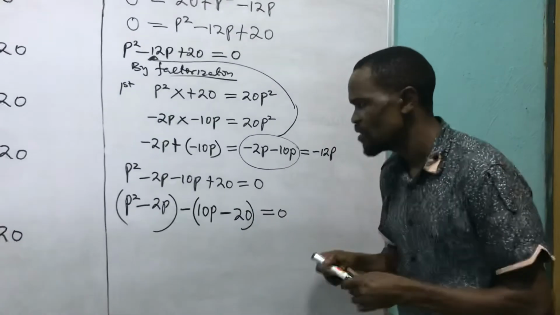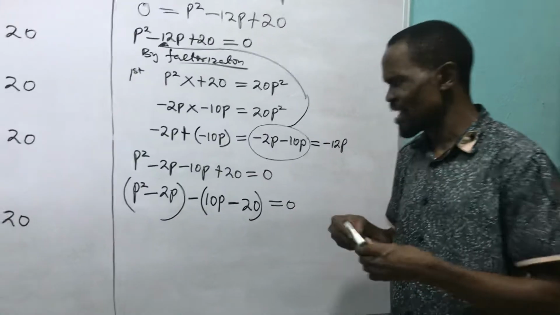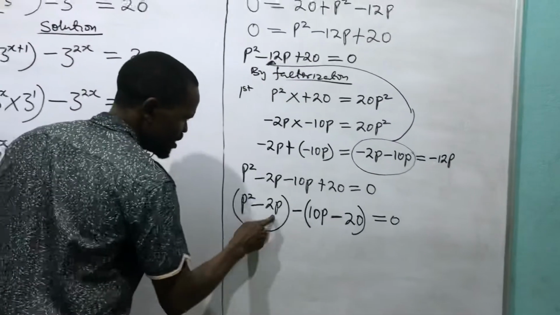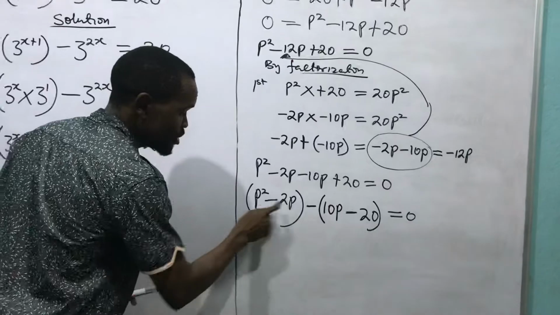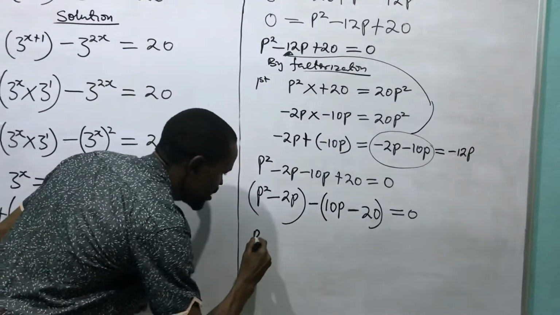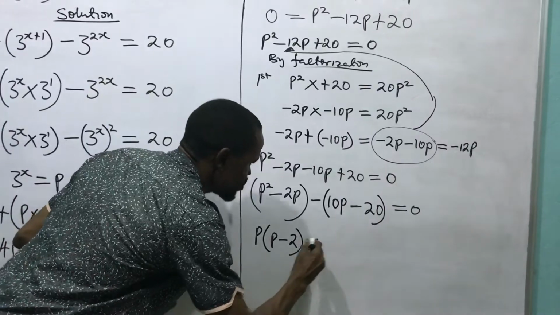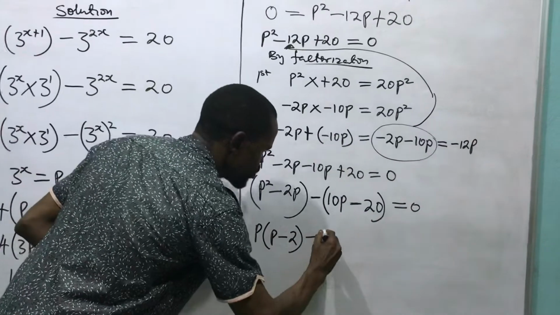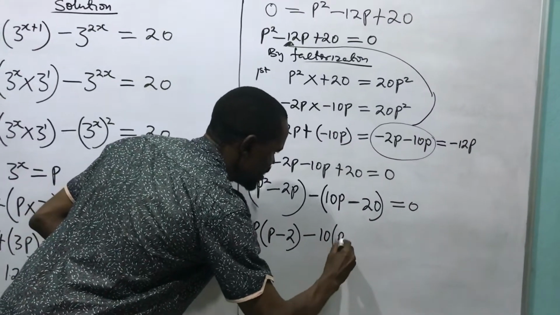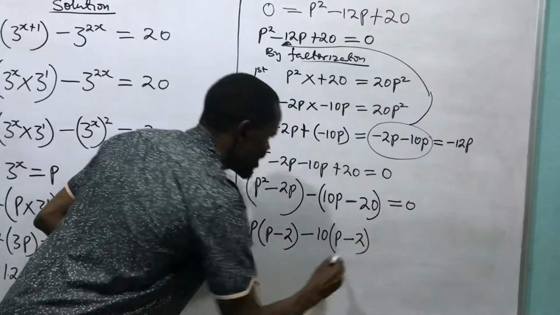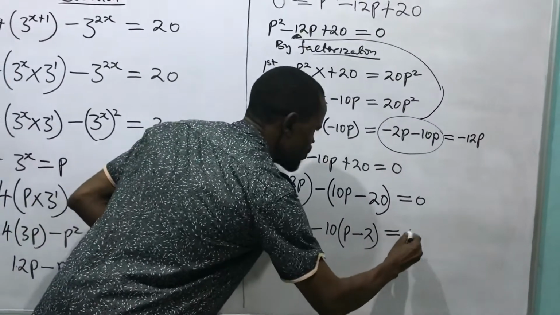Can we move ahead? So what is common among these brackets? What is common in this bracket? I have p. P is common. Then I'll have p into p minus what? 2. Then minus. What is common here? 10 is common. I bring it out. I'll have p minus what? 2 as well. How did I get this? How did I get the one that is common?